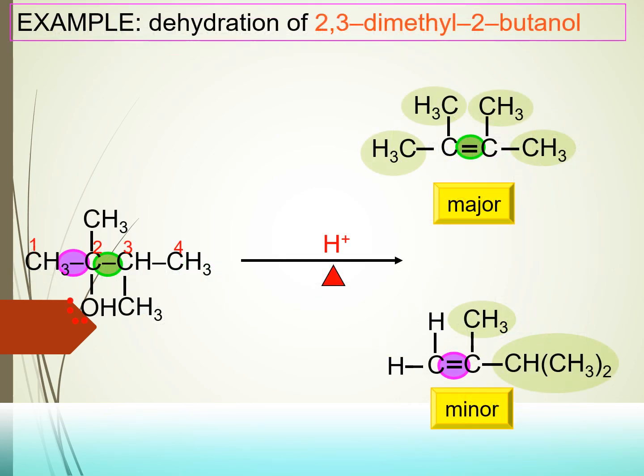The same principle applies for 2,3-dimethyl-2-butanol. By removing the more stable hydrogen, you will get the major product. And by removing the less stable hydrogen, you will get the minor product.